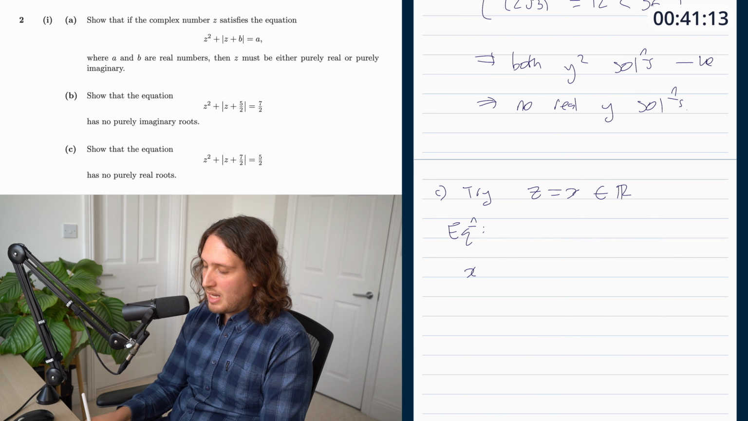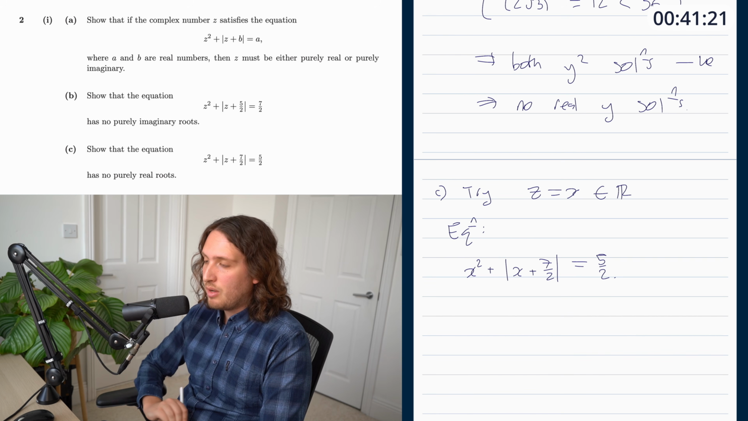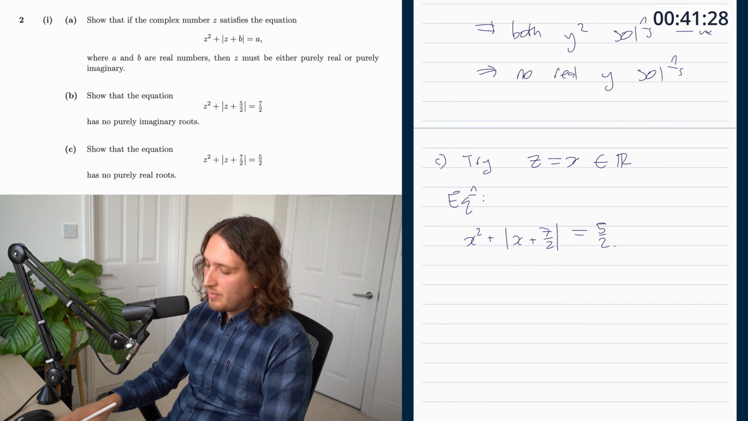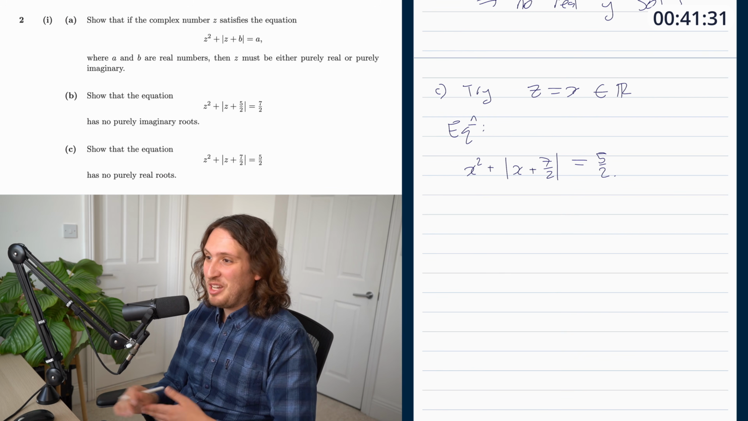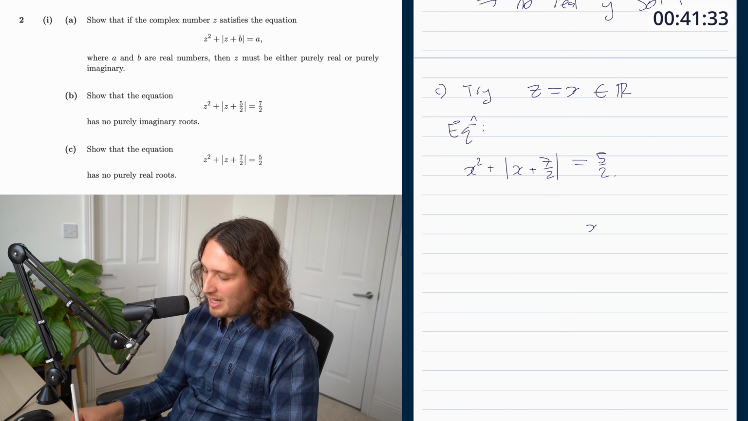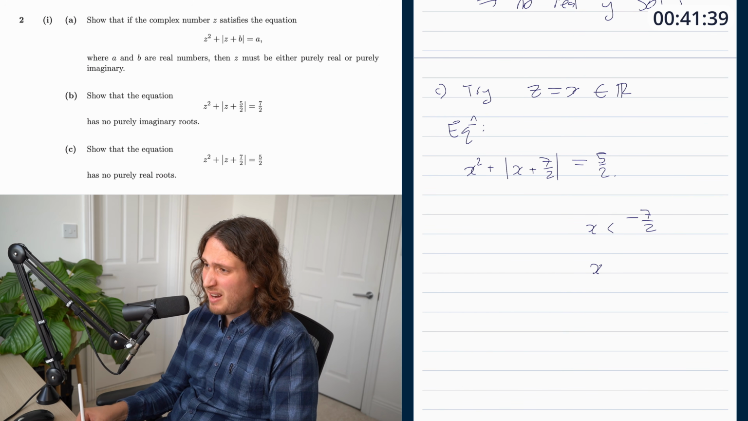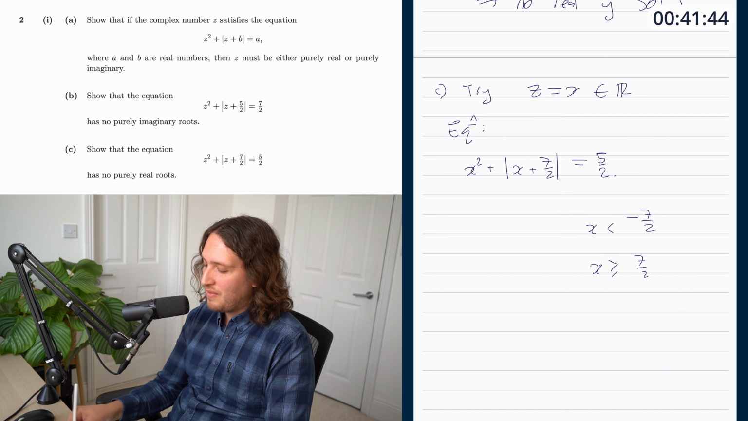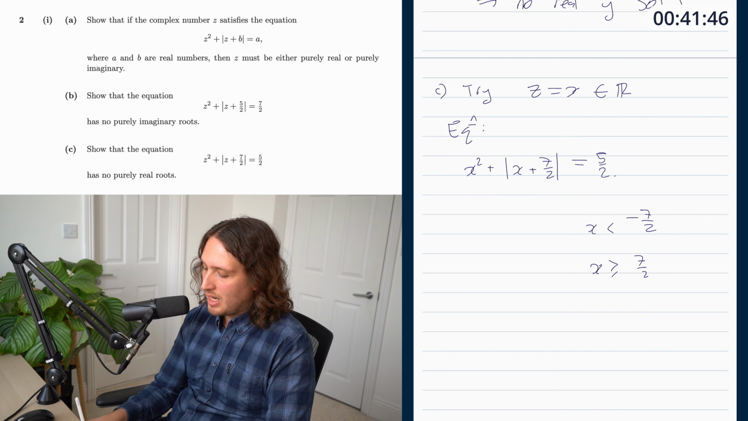The equation becomes x squared plus magnitude x plus 7 over 2 equals 5 over 2. Fine. Let's split this into cases. So a bit of a blast from the past with question 1. I've got a case when x is less than -7 over 2 and a case where x is at least -7 over 2, because of the fact that the modulus switches sign. So if x is less than -7 over 2, the argument of the modulus is negative, and I get this.